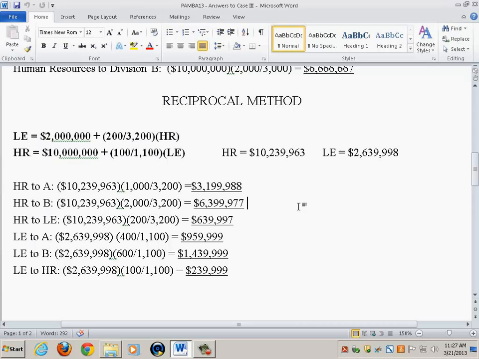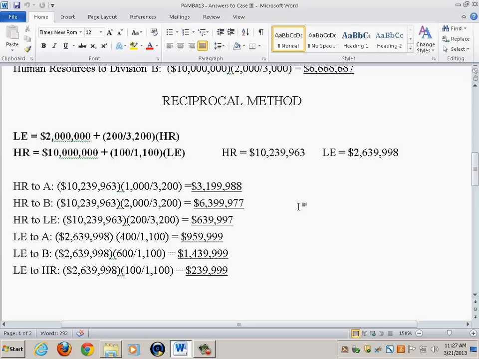Okay, so now the obvious question is, bless you, is relatively easy. In this case, easy question is what method you're going to prefer. And obviously, the reciprocal method has to be more accurate because it reflects the reality of the exchange of services between legal and human resources, which the direct method ignores.